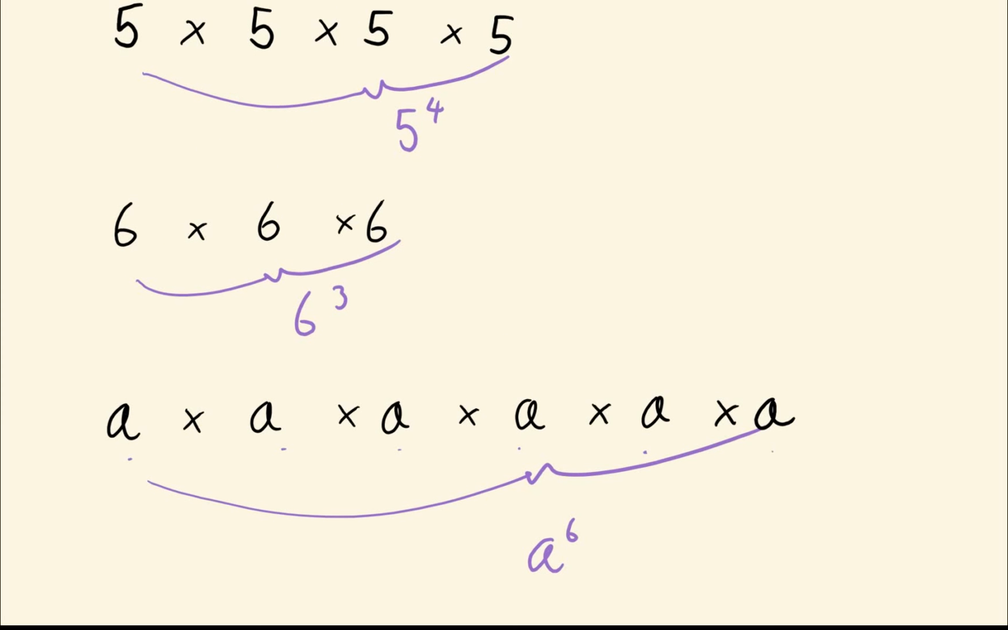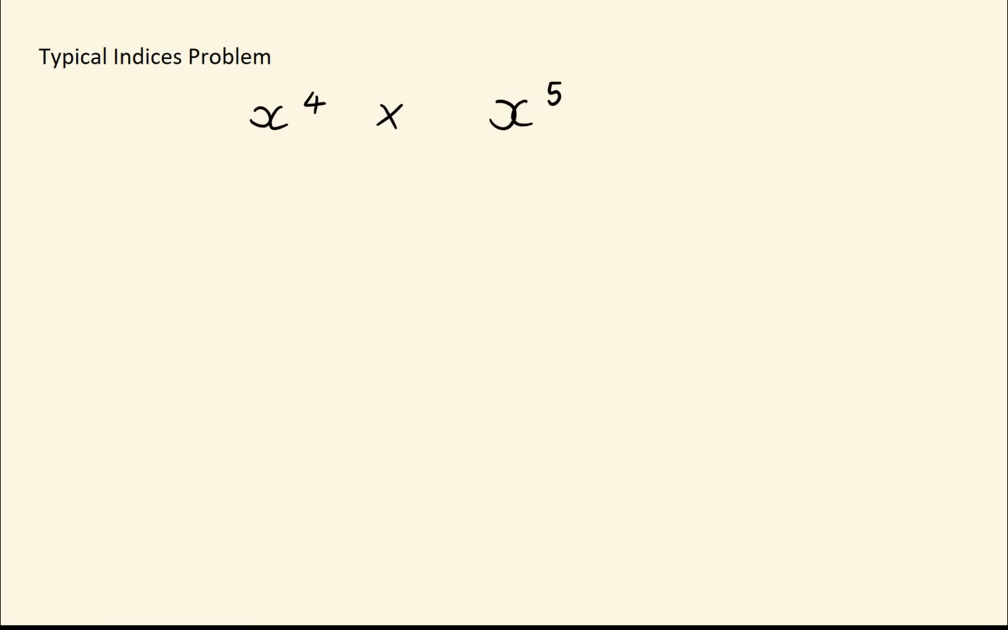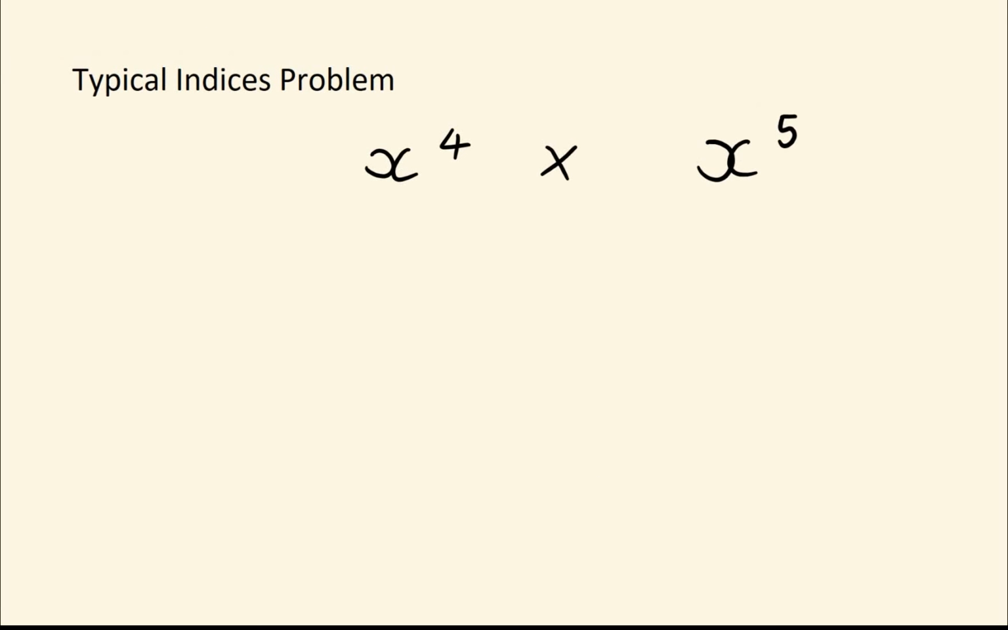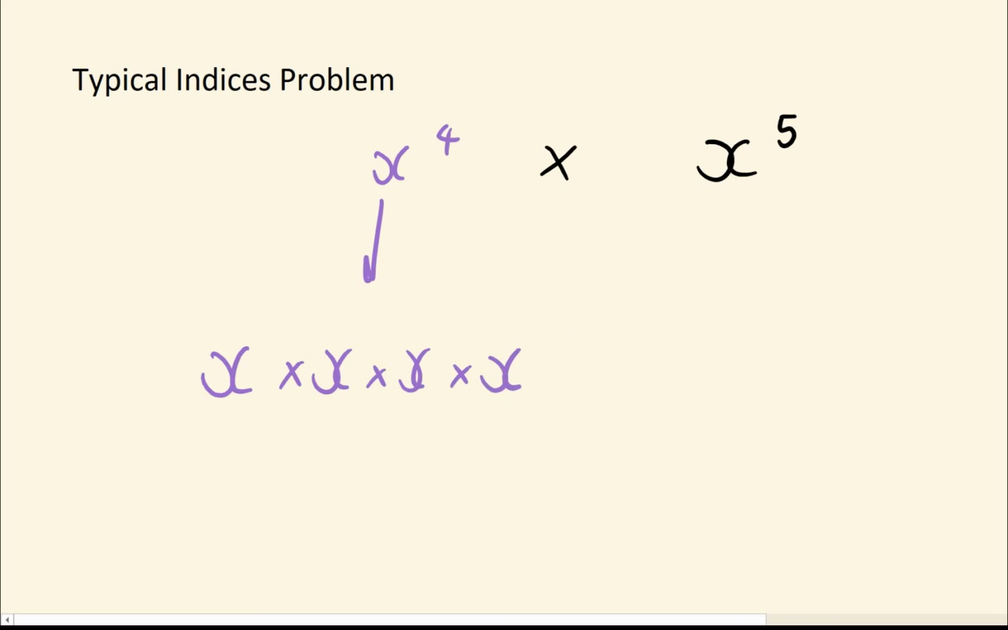Okay, that will sort of build upon this idea. What we're looking at is problems like this. So you've got x to the 4 times x to the 5. To work it out, we're going to use what we just saw. X to the 4, well that simply means, let's do that in blue, x times x times x times x. Multiply by x to the 5. I'll do x to the 5 in red. And that means I'm going to have 5 x's. So 1, 2, 3, 4, 5.